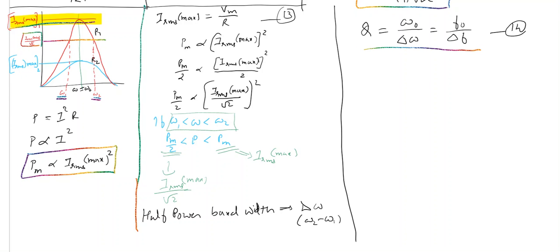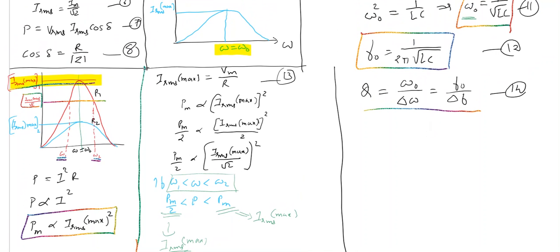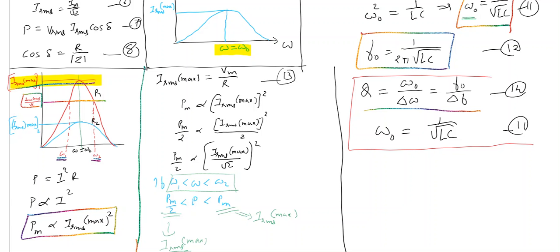You can also arrive at an expression of quality factor in terms of R, L, and C. Let us see how to derive the expression of quality factor in terms of R, L, and C. For that, we will need one of our previous equations. Let me note it down. Again, the equation which we need is omega 0 is equal to 1 by root LC, which is our 11th equation. So these two equations will be needed to derive the expression for quality factor in terms of R, L, and C.